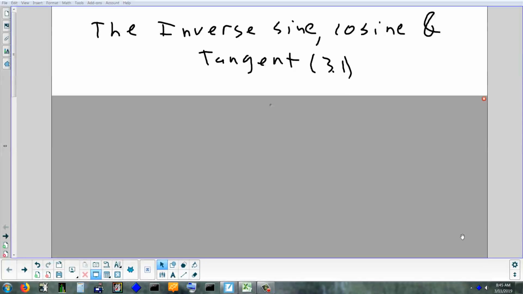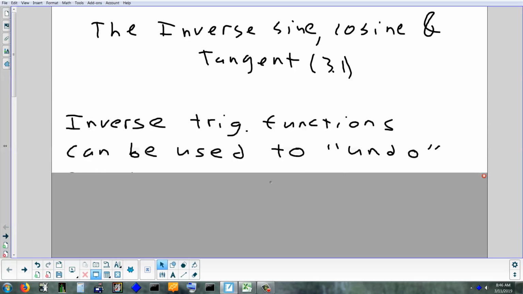Section 3.1 is on what we call inverse trig. Okay? We're going to focus specifically on inverse sine, inverse cosine, and inverse tangent. There are three other trig functions. Remember the secant, the cosecant, and the cotangent. We're not really going to look too much at those. We might look at a little bit, but we're mostly going to focus on these three.